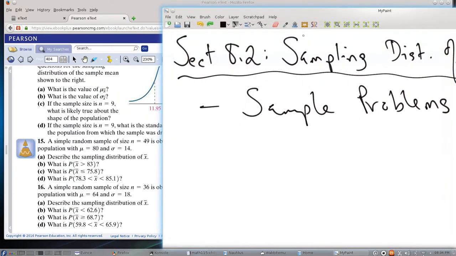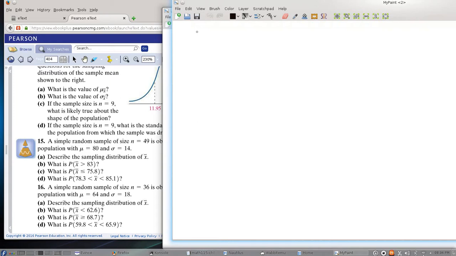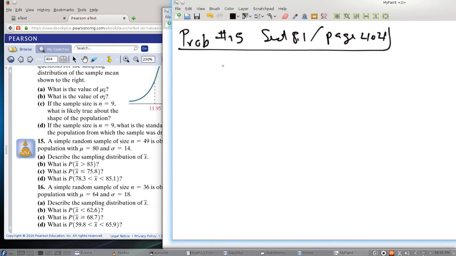I think what I'm going to do here is start a new one. Let's do that instead of working on the remaining space. So we'll start a new one, and this will be problem number 15, section 8.1, and I believe it's H. Let's see here. It's on page 404.